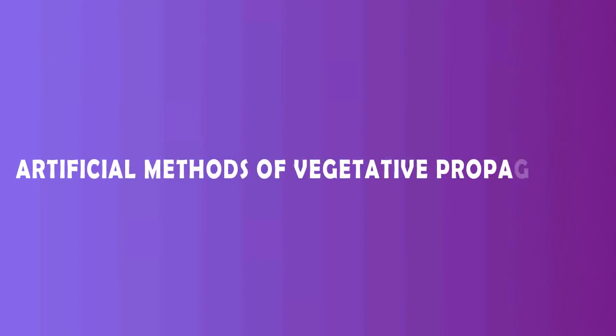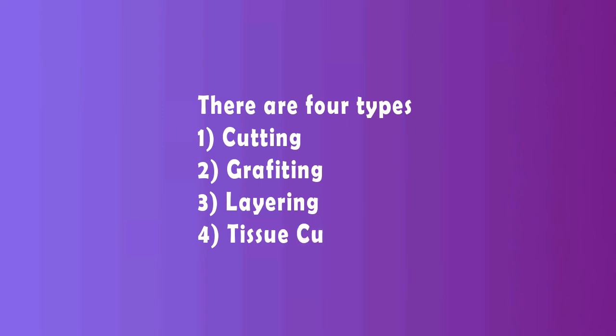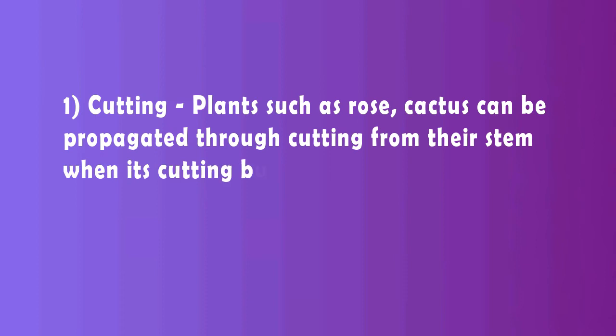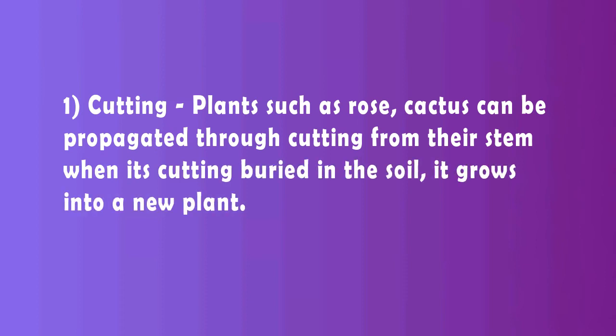Now, artificial methods of vegetative propagation. There are 4 types: cutting, grafting, layering and tissue culture. Cutting. Plants such as rose and cactus can be propagated through cuttings from their stem. When the cutting is buried in the soil, it grows into a new plant.